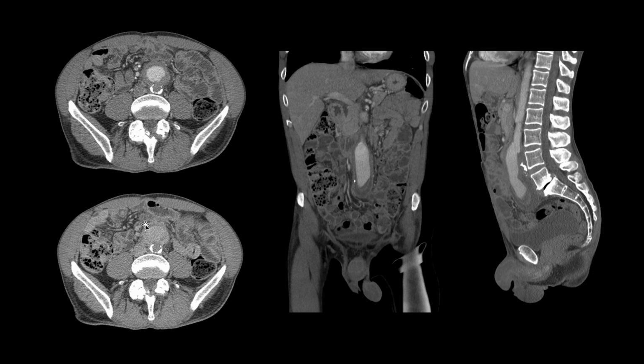And on the delayed images, this abnormal soft tissue enhances. There's also some fluid around this aortic graft, and this aortic graft is also seen here on the sagittal image. So all these findings suggest that there is aortic graft infection.